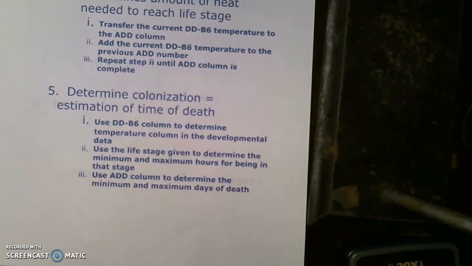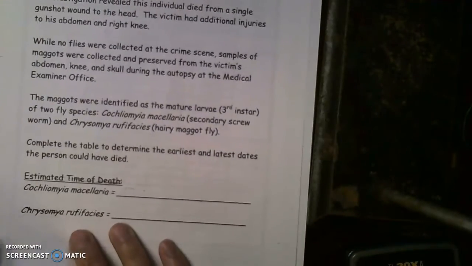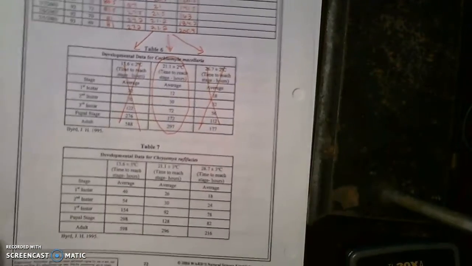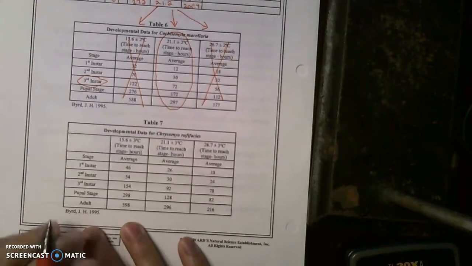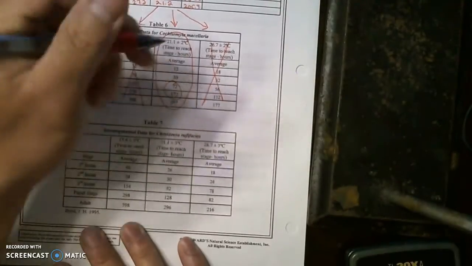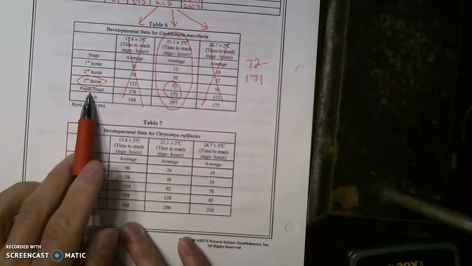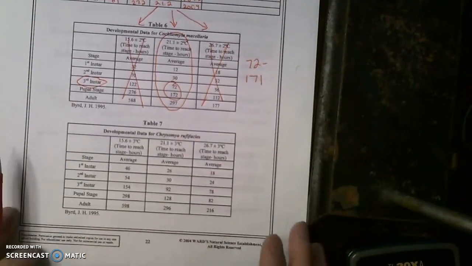Number 2, I will use the life stage given to determine the minimum and maximum hours for being in that stage. On the front of this case study, we noticed that both larvae were 3rd instars. Okay, so basically maggots. Because it was a 3rd instar, that meant that this insect could be alive for 72 to 171 hours. Notice at 172 they are in their pupal stage, which is why I stopped 1 hour shy of that at 171.